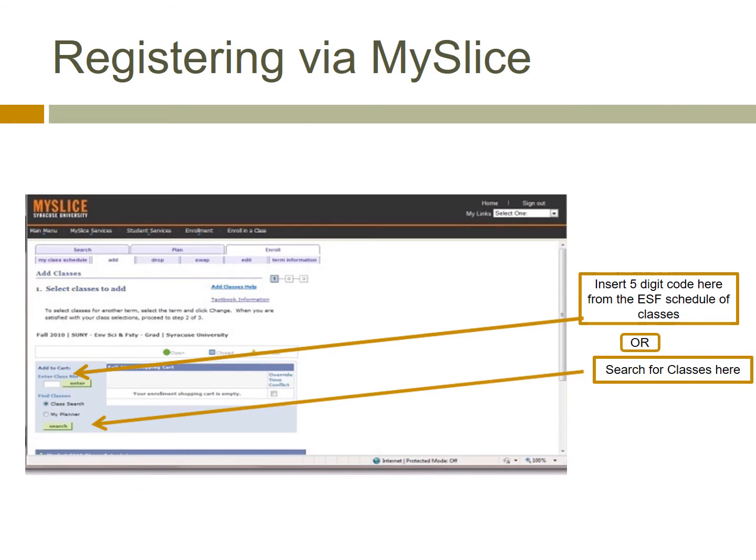There are two ways that you can enter a class into MySlice. The first is to go to the ESF schedule of classes and copy the 5-digit code and paste it into the first box that you see here and click enter. The second is to click the search box and look for the class.